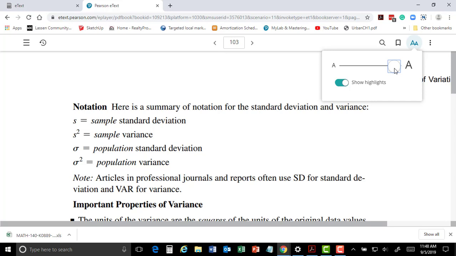Anyway, I just wrote sample deviation, sample variance, standard deviation, population deviation. That's it. It's just a way to call things.